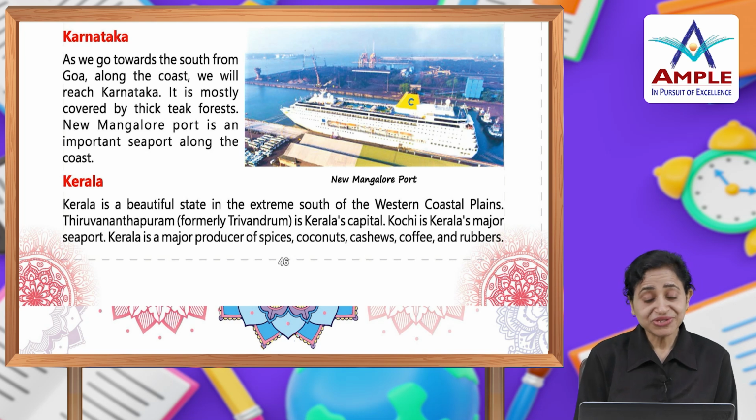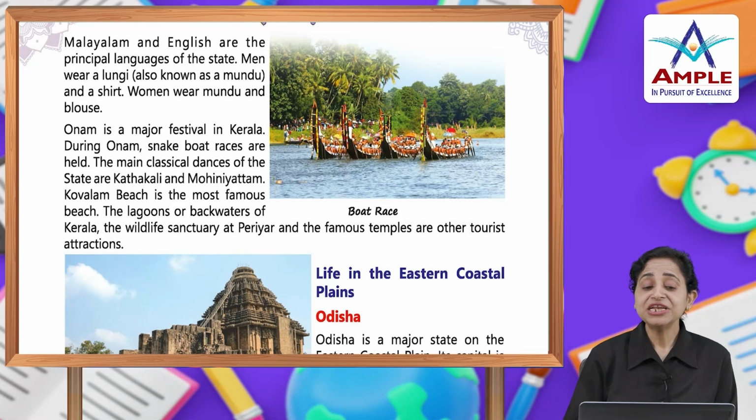Kerala is a beautiful state in the extreme south of the western coastal plains. Thiruvananthapuram, formerly Trivandrum, is the capital of Kerala. Kochi is Kerala's major seaport and Kerala is a major producer of spices, coconuts, cashews, coffee and rubber. Malayalam and English are the principal languages of the state. Men wear a lungi, also known as mundu, and a shirt. Women wear mundu and blouse.